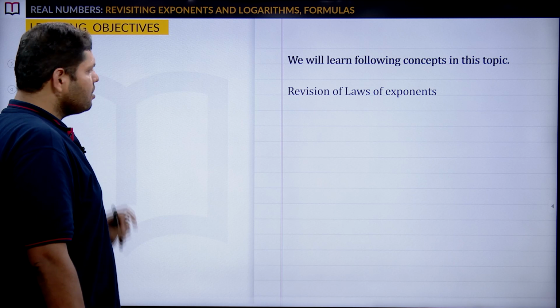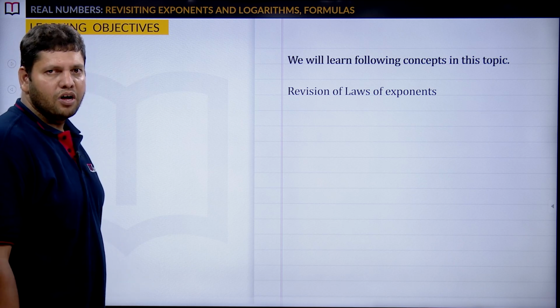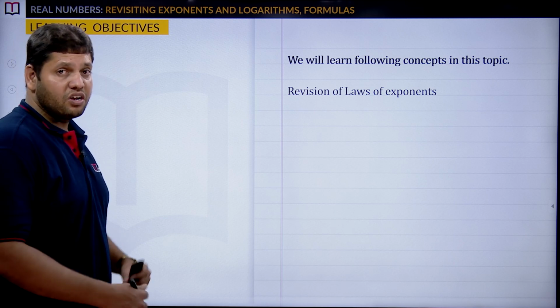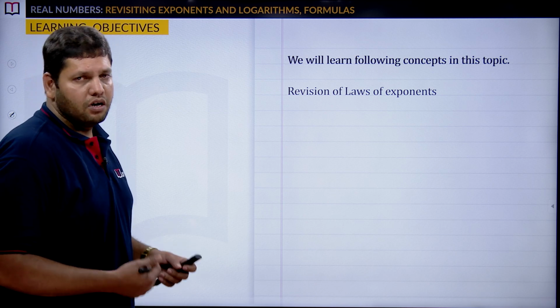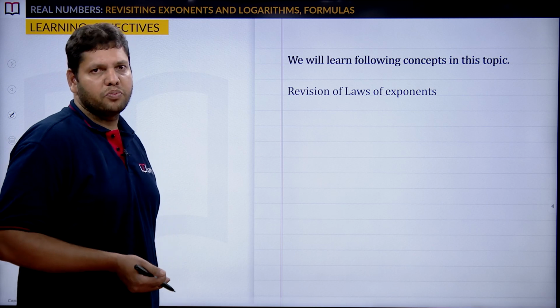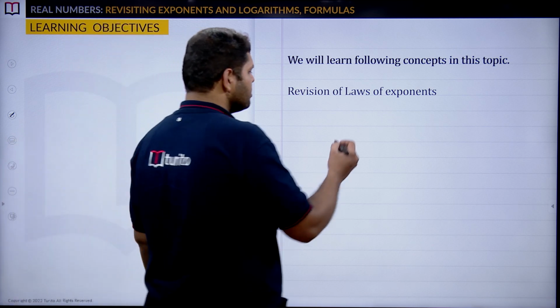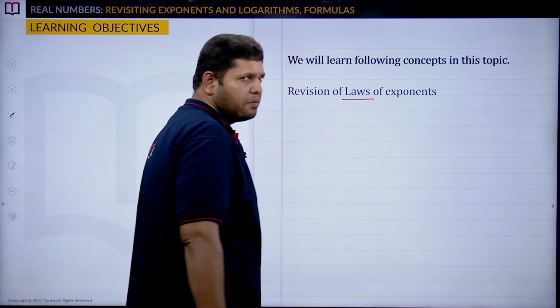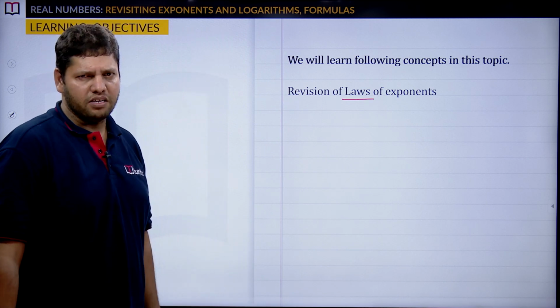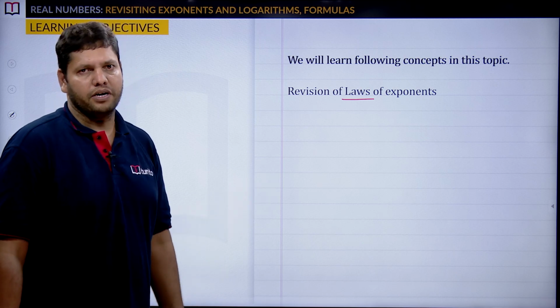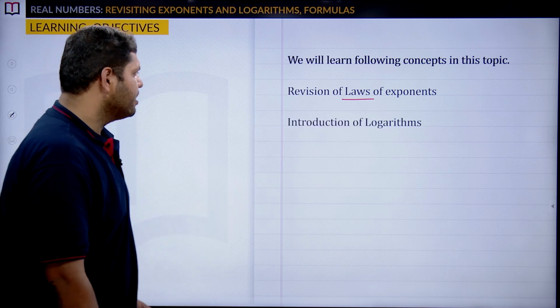Children, you already learned the laws of exponents, isn't it? So what is the exponential form and what are the laws of exponents? Laws of exponents here mean formulas. The formulas which are involved in exponents, we generally call the laws of exponents. Are you getting my point? Just generally, they are formulas related to exponents. Is it clear? And the second one is what?